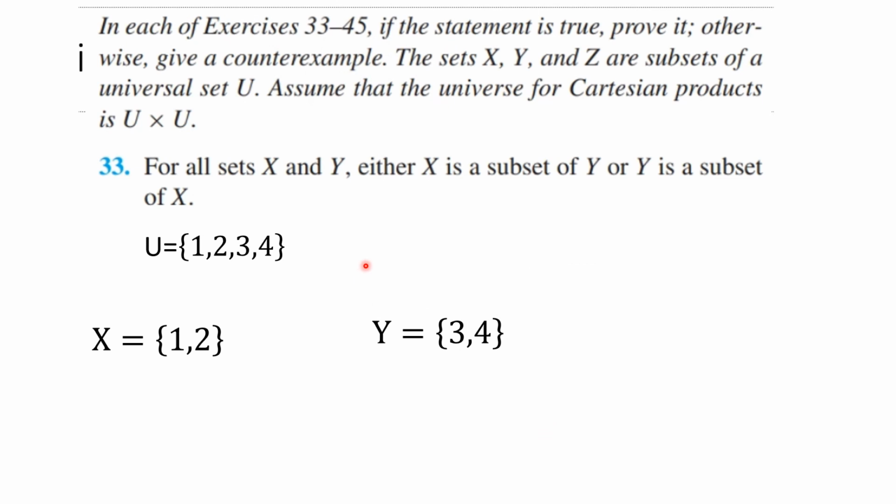This is false. And here's my counterexample. I can take the universal set to be 1, 2, 3, 4, those numbers. I can take x to be 1 and 2, and I can take y to be 3 and 4. So x is not a subset of y, and y is not a subset of x. So you see that's a counterexample. I showed that both of these are false. These are disjoint, and in fact, in this case, x and y form a partition of the universal set U.